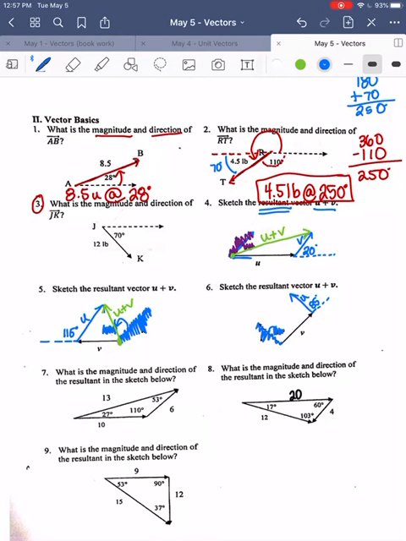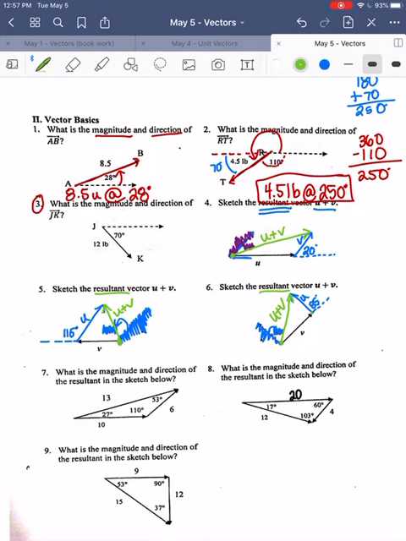And then I can take that away, and now I'm going to connect. So does everybody see they're tip to tail right here? And so now I'm going to draw from the beginning of this one to the end of that one, and now that is my u plus v. Okay, that is called the resultant. You'll hear that word and see that word a good bit.